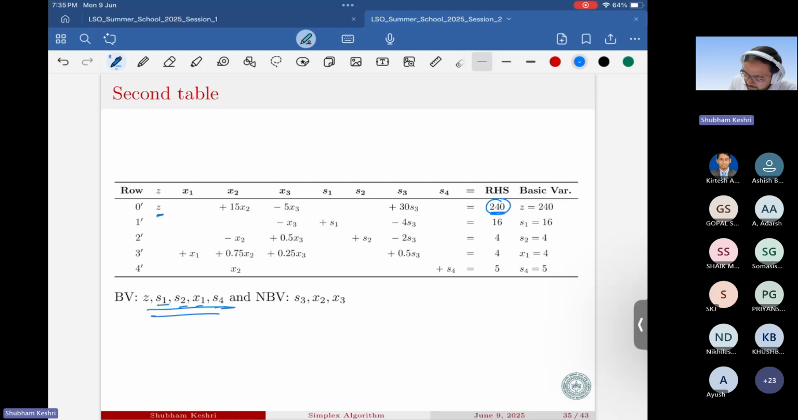And now for the first row, S1 is the basic variable taking value 16. S2 is the basic variable taking value 4. X1 is the basic variable taking value 4. And S4 is the basic variable taking value 5.